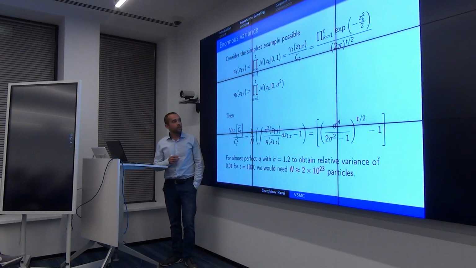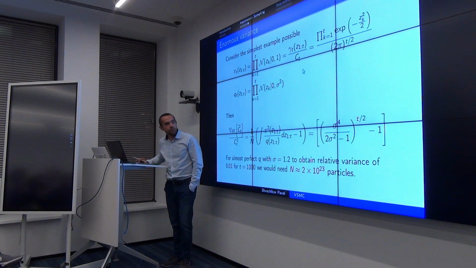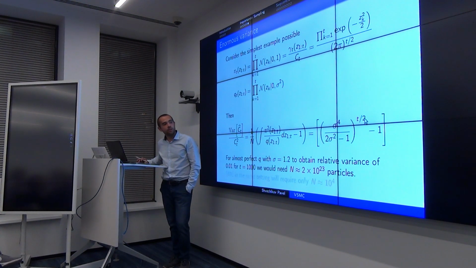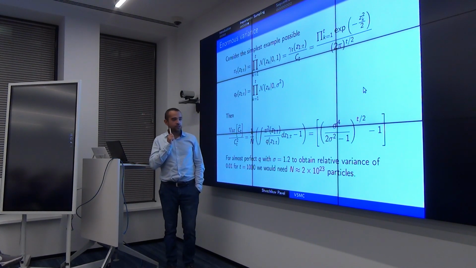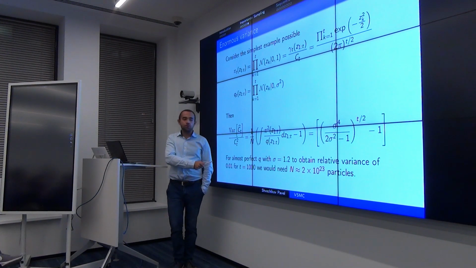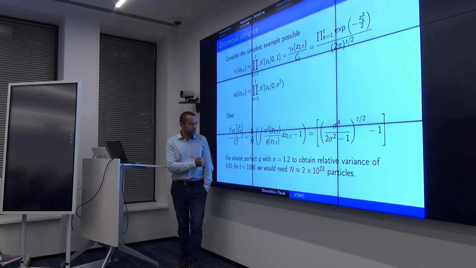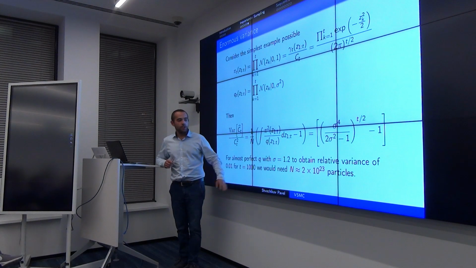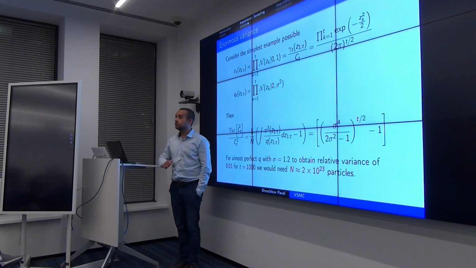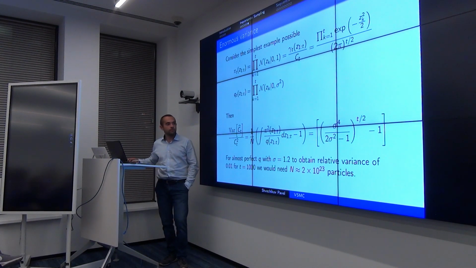Then, according to the formula of relative variance in the estimate of our normalizing constant, we have such an interesting expression, and this expression has t at the exponent. This is extremely bad because even for an almost perfect proposal distribution, when you have sigma equal to 1.2, to obtain relative variance of 0.01, and for a not very long sequence, t equal to 1000, we would need 10 to the power of 23 particle samples. This is clearly impractical. And the reason is, I guess, that the weight of the particle will be just a product of t multipliers.